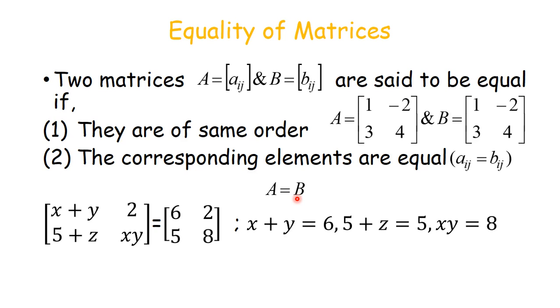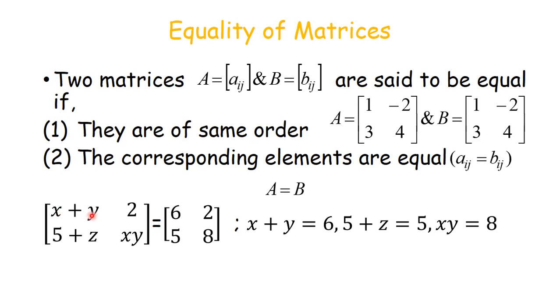Now consider the second example. Suppose you are given two matrices of 2 by 2 order, and these two matrices are equal, and you are supposed to find the values of the variables x, y and z. Since these two matrices are equal, the corresponding elements are equal.